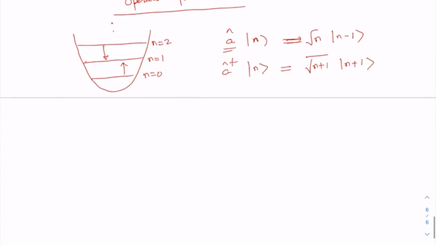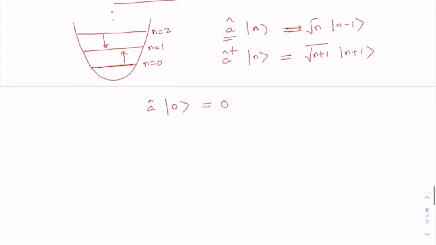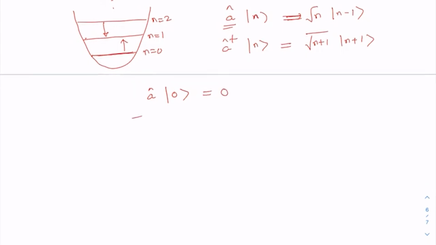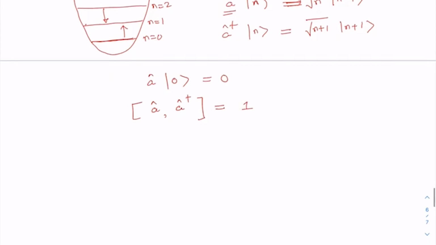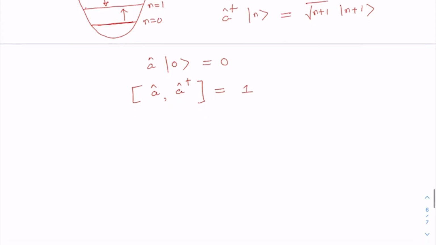And these operators are defined such that when you operate on the ground state, because there is no energy state below the ground one, you have to get 0. It is going to be defined in that way. And also a, the annihilation operator, and a dagger, the creation operator, satisfy this commutation relation: a a dagger minus a dagger a has to be equal to 1.